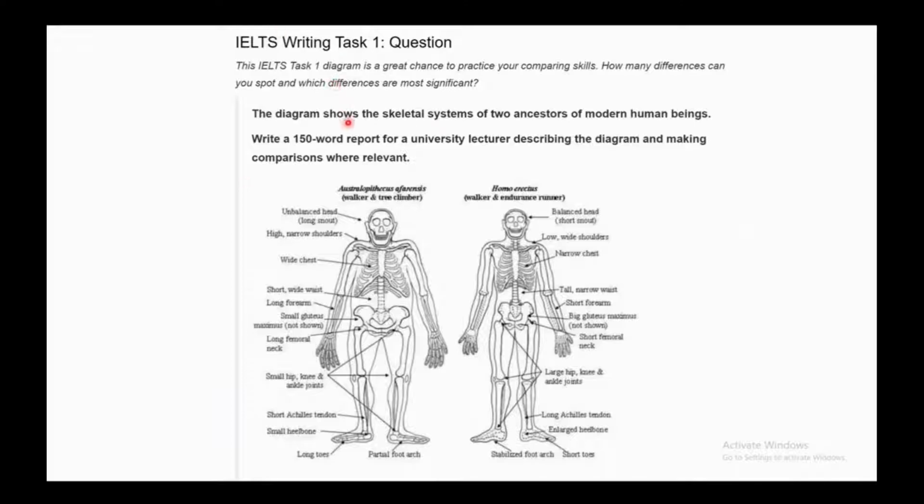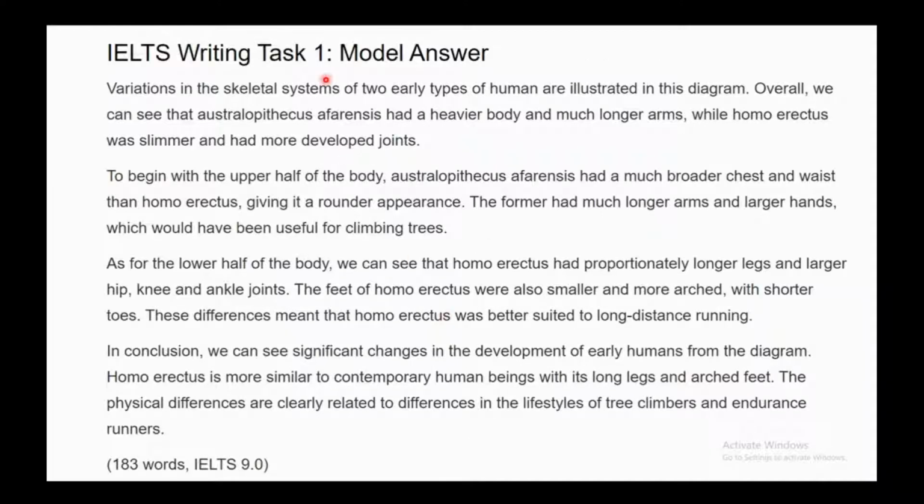Here is the writing task 1. This is the diagram, and these are the labelings which you can see here. You can read these instructions first, and then this is the writing model answer. You can read the model answer.